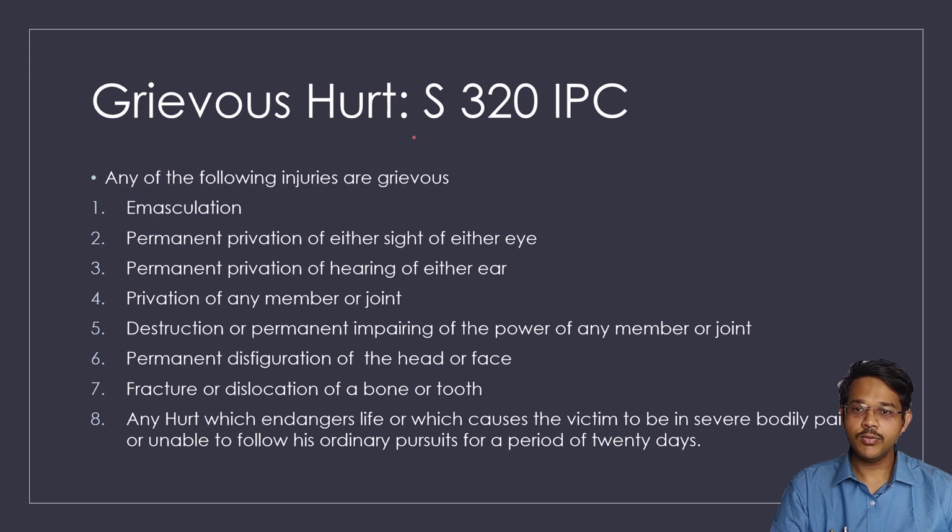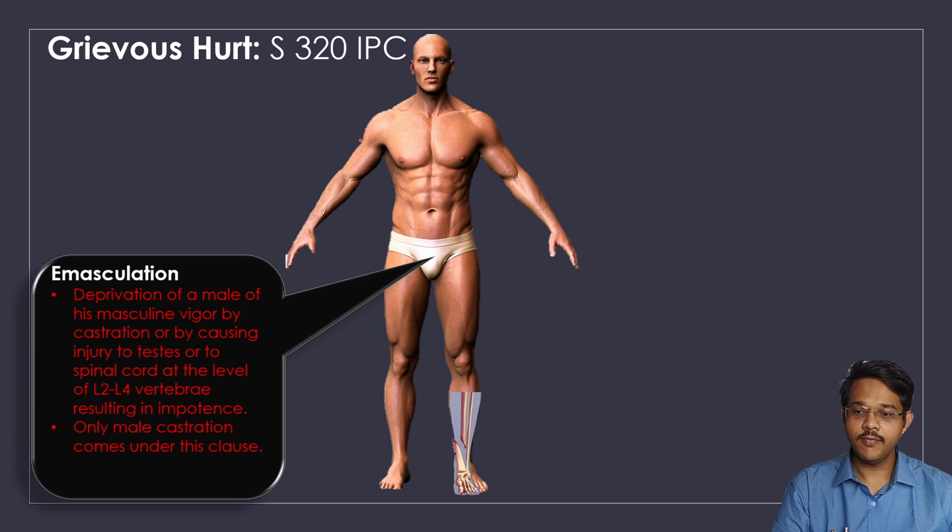Next, grievous hurt. It is defined under Section 320 IPC. There are eight points in grievous hurt. Coming to them one by one. First is emasculation. Emasculation is the deprivation of a male of masculine vigor.